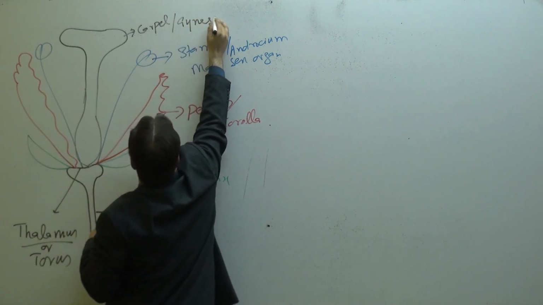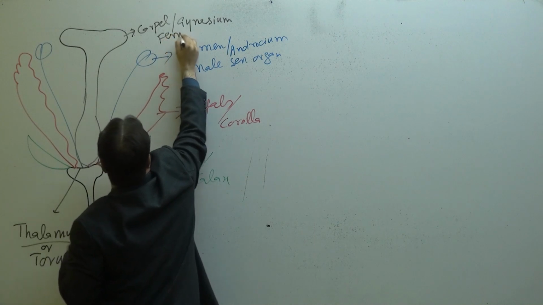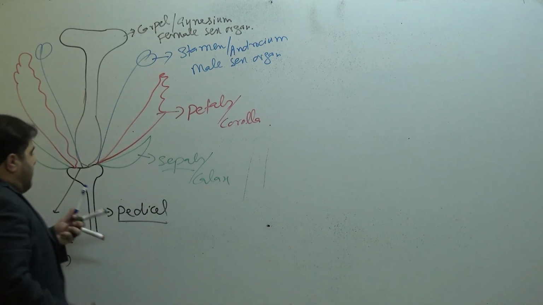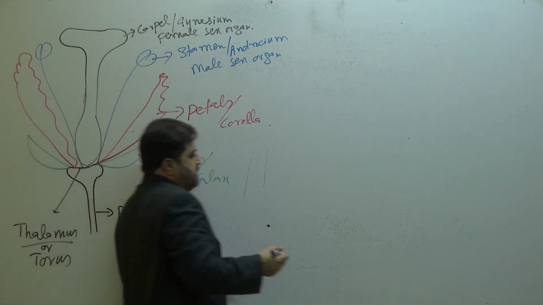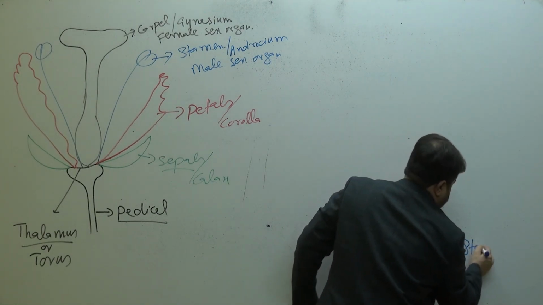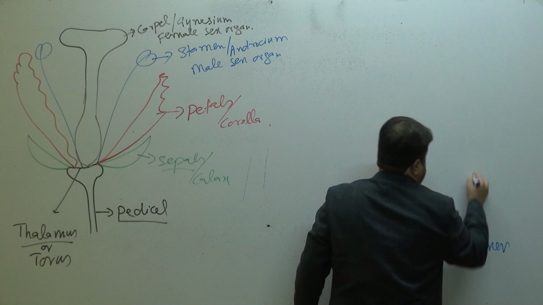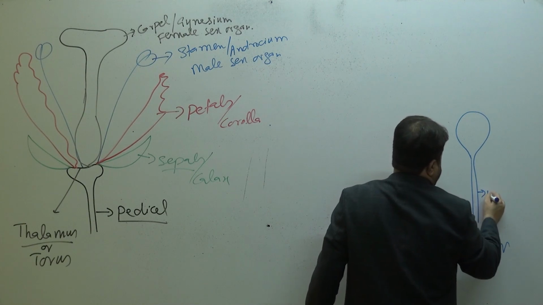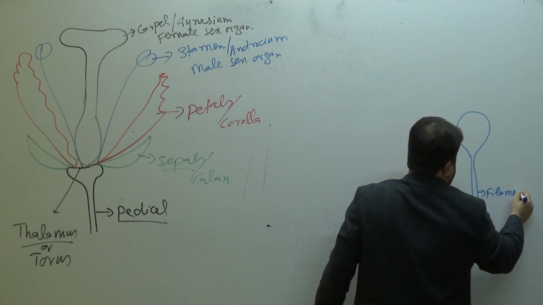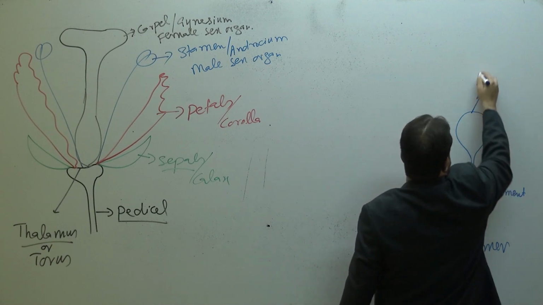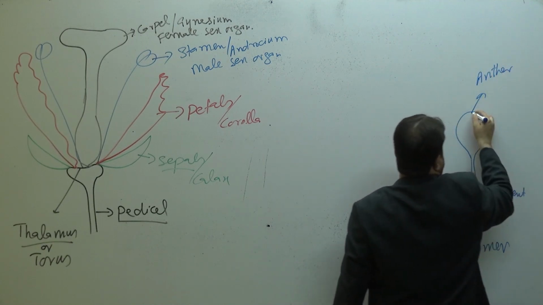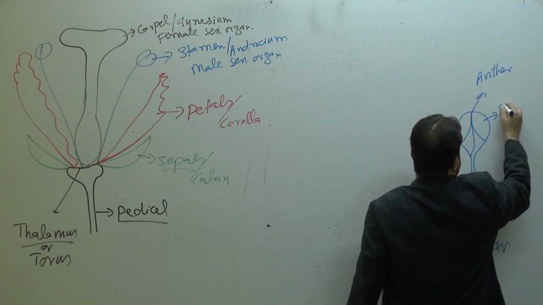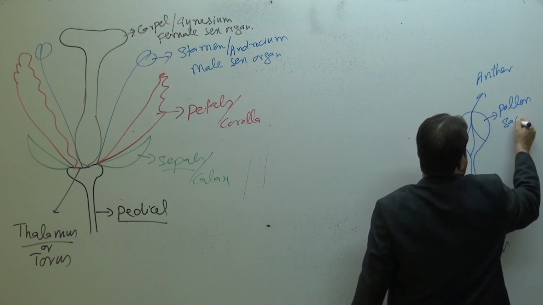Also called gynoecium, and is considered to be the female sex organ. Now, after that, the stamen, that is the male sex organ. The stamen consists of two parts. The lower stalk-like structure is called the filament, while the upper swollen part is called the anther. And this anther contains the pollen sacs, which are also called pollen bags.